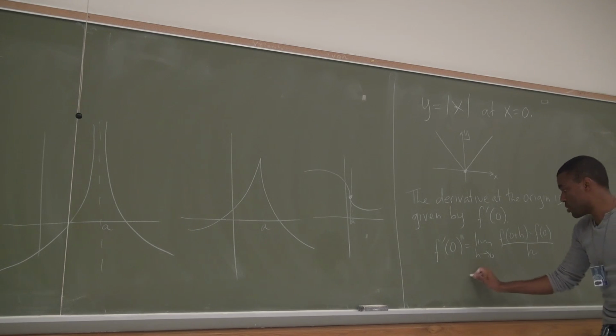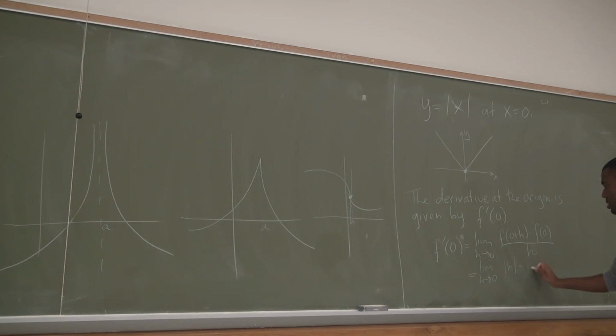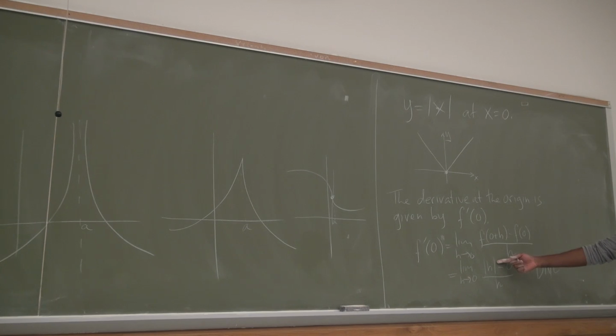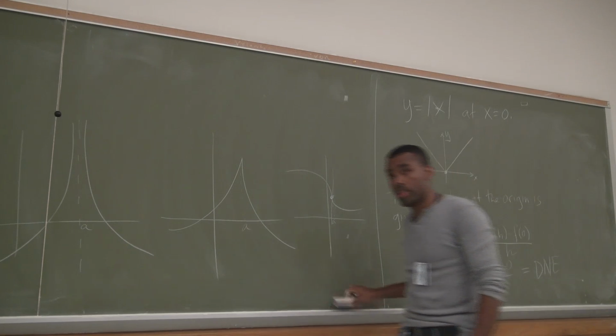Now, if your function happens to be the absolute value, this would just be the absolute value of h minus 0 all over h. But what is that limit? It does not exist, because we did examples like this. If you're approaching 0 from the positive side, the absolute value just gives you h, so you get 1. If you're approaching 0 from the negative side, the absolute value gives you negative h, so you get negative 1. They don't connect. So this limit actually doesn't exist. At this sharp corner, this limit does not exist, which means it has no derivative there.